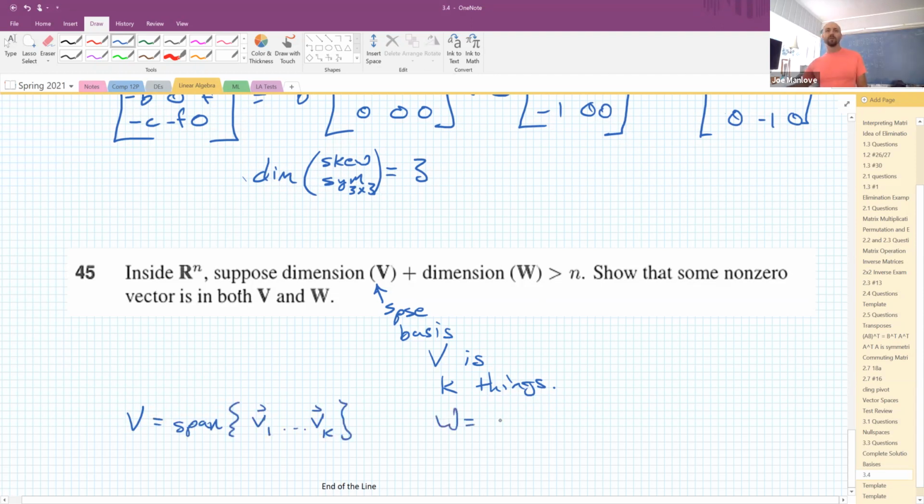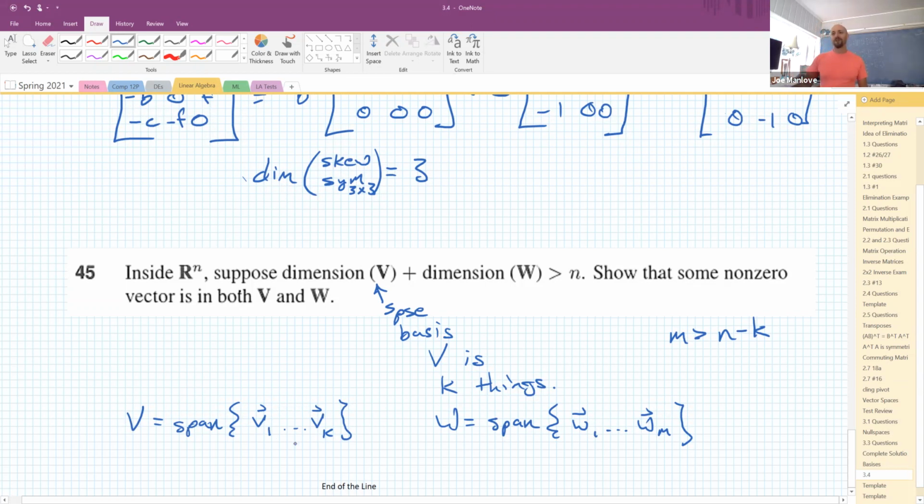Then W is the span of a set of vectors w1 through w, and this is where things get a little wild. I guess I'm going to say m, right? And what I know is that m is bigger than n minus k. You guys with me on that?